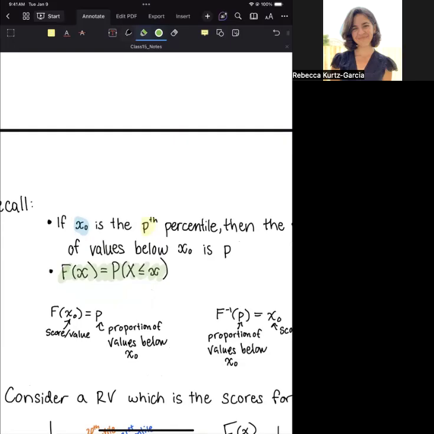Okay, so that CDF function has a relationship with percentiles, where if we plug in a value into that CDF function, so here's the score or value, think of the score you got on an ACT exam, for instance, and you plug it into that function and it pops out the proportion of values that are below that, or the percent divided by 100 of the values below that particular score. So it has this relationship.